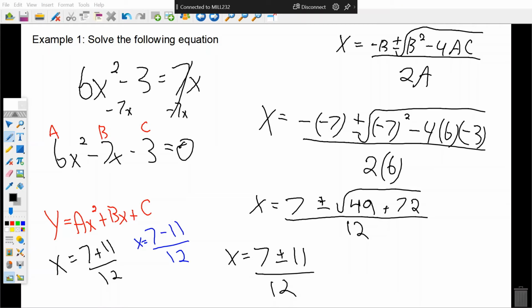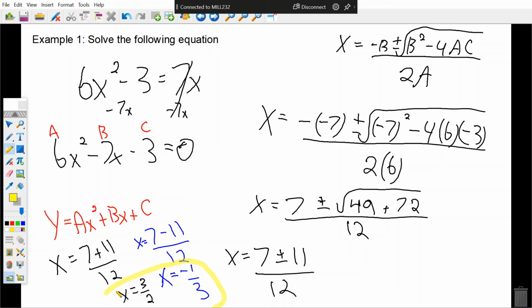7 plus 11 is 18. 18 divided by 12 we can reduce to 3 over 2. 7 minus 11 is negative 4. Negative 4 over 12 becomes negative 1 over 3. And those are our answers: x equals 3 over 2, and x equals negative 1 over 3. And now you've found the x-intercepts of this equation.